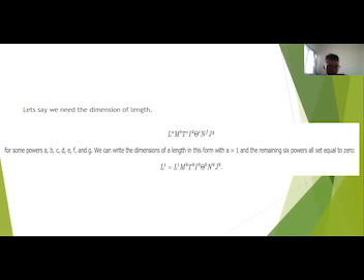So this is an example. Let's say we need the dimension of length. However, we are given L to the power of a, M to the power of b, T to the power of c, I to the power of d, Θ to the power of e, N to the power of f, and J to the power of g. However, as we know that length is just a length, right? So we can write the power of other variables except L to be 0. So M to the power of 0 will be equal to 1, equal to 1. So we will have the same unit at the left side and the right side.